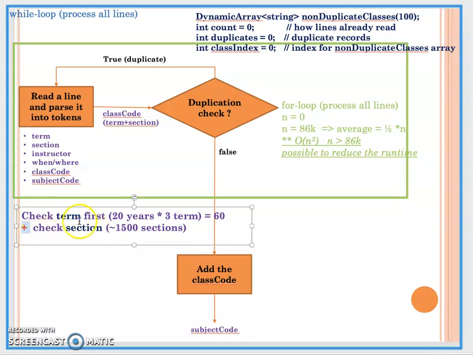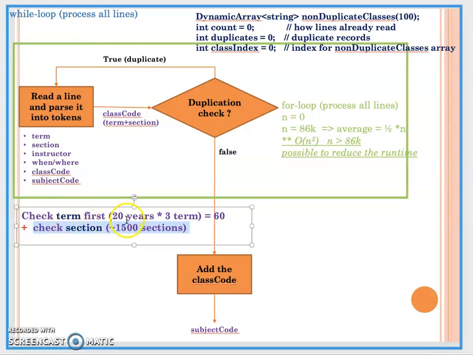Okay, so remember, you have the term first, right? So you have the for loop for i equal to 0, less than 60. When this one is true, I check the next one. Then we check the section, which is about the same thing again. That will be another for loop, 0 to less than 2,000. So these two are not nested for loops. They are loops next to each other. I check this one first, and after I find that, I do this.